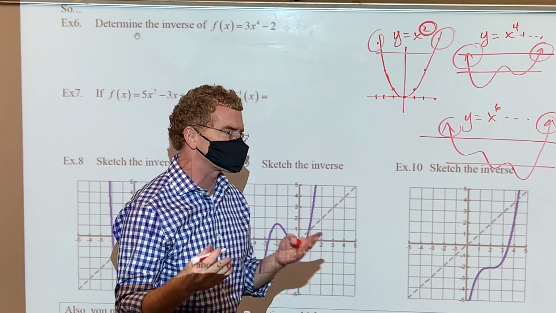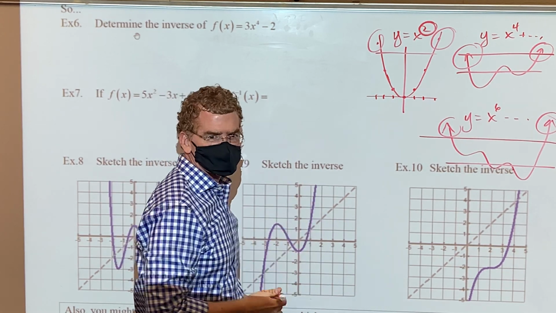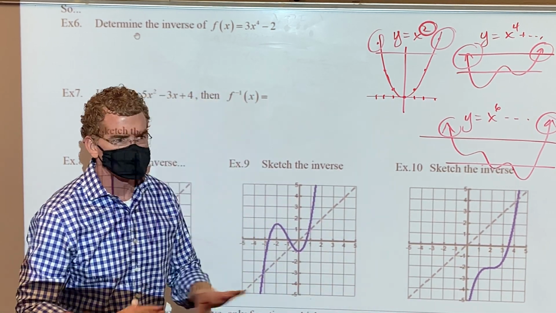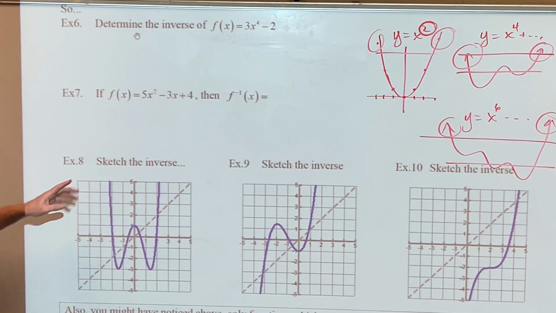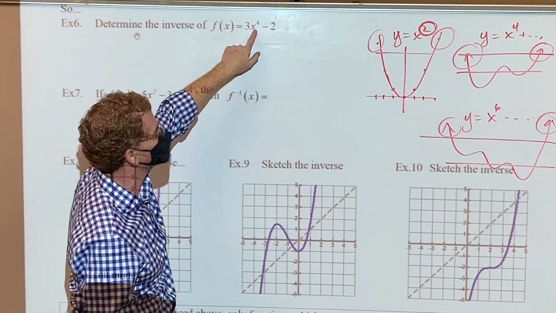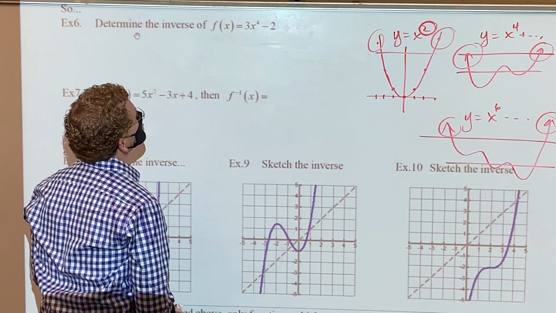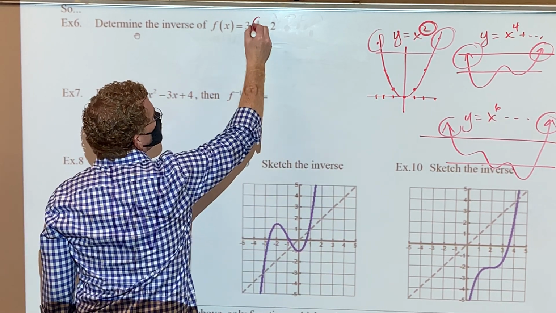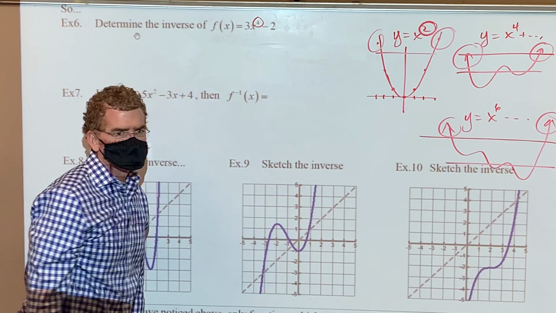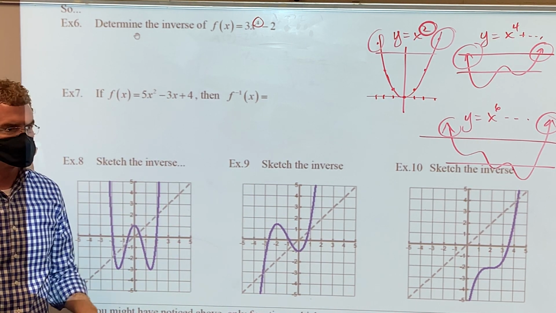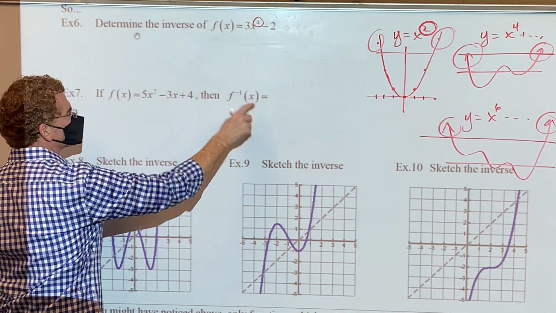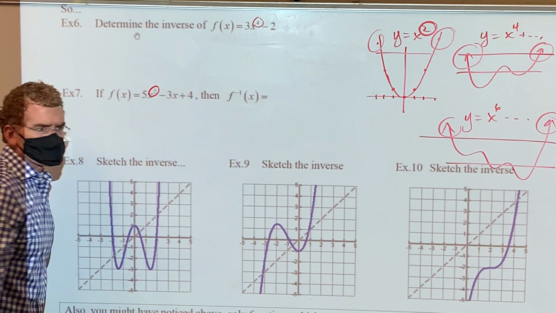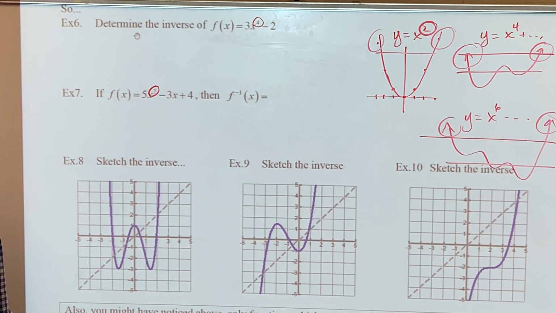And if it fails the horizontal, am I going to be able to find an inverse? I am not. And every year I give stuff like this. I give problems like this and say determine the inverse. My hope is you'll go, wait a minute, that is even. There is no inverse to this. If I give you this thing and say find the inverse, wait a minute, find the inverse? That is even. There is no inverse for that.